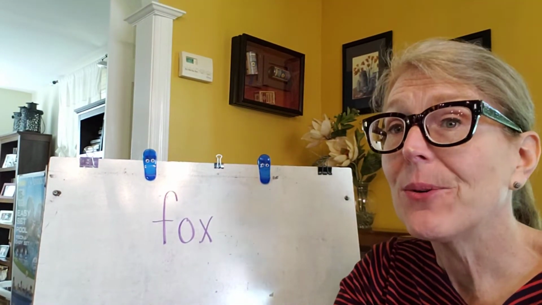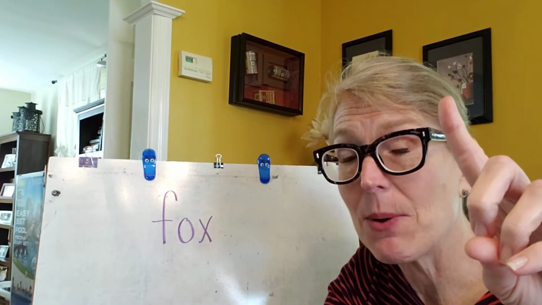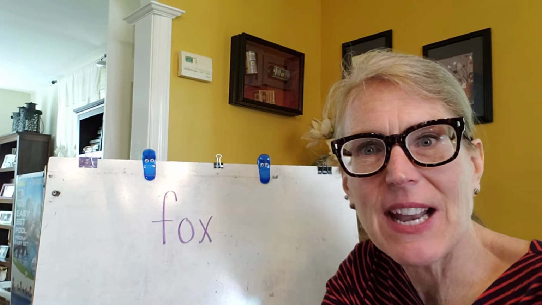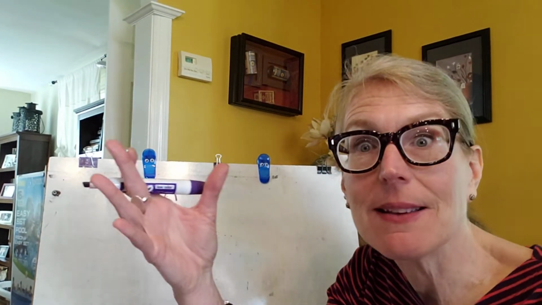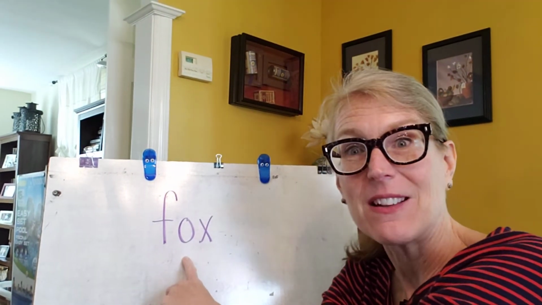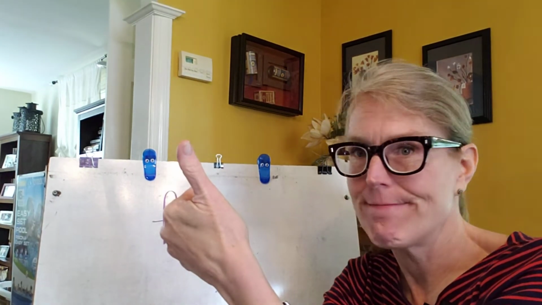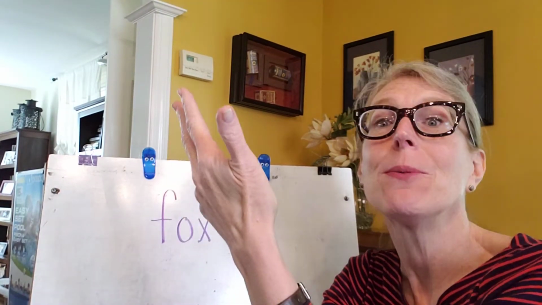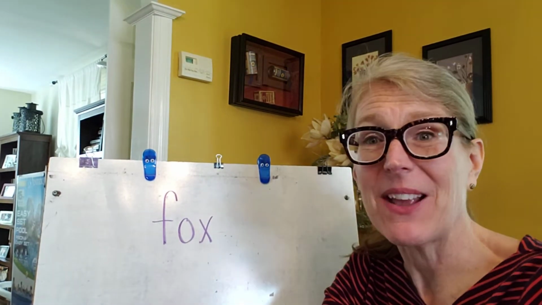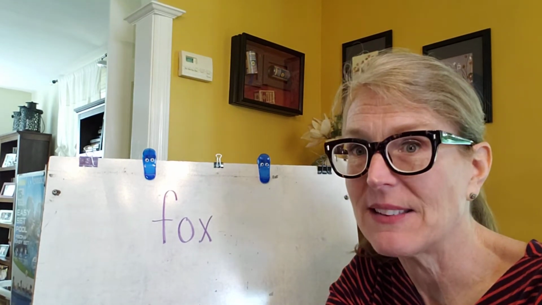In order for us to have a complete sentence, I have to have a naming part, a noun, a person, place, animal, or thing, right? And I have to have an action word, a verb, meaning what that naming thing is doing. Right now, I just have fox. What is fox? It's a naming word, right? Is it a person, place, animal? Mm-hmm. So I have part of my sentence. I have the naming part, but I don't have an action part. And I need to have an action part in order for it to be a complete sentence.